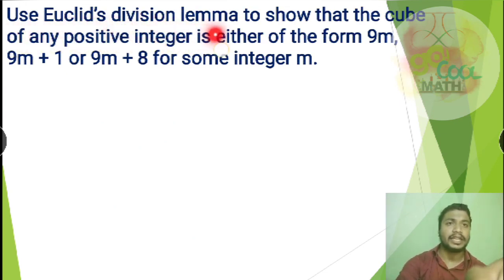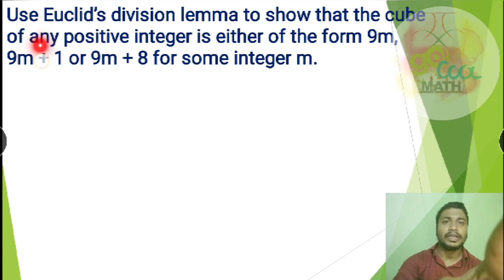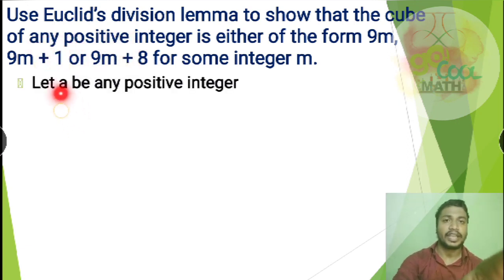Use Euclid division lemma to show that the cube of any positive integer is either of the form 9m, 9m plus 1 or 9m plus 8. Children, what should we take here? A is considered as a positive integer. Where A is nothing but the dividend and it is considered as any positive integer, that is nothing but 1, 2, 3, 4, 5, 6 etc.